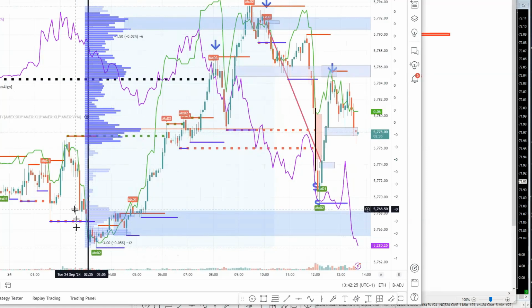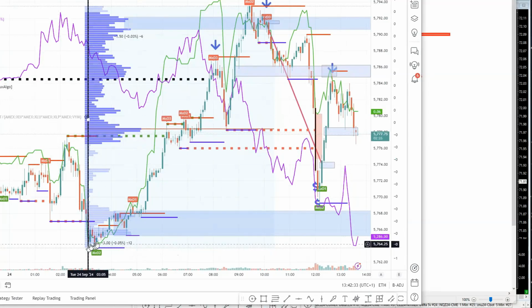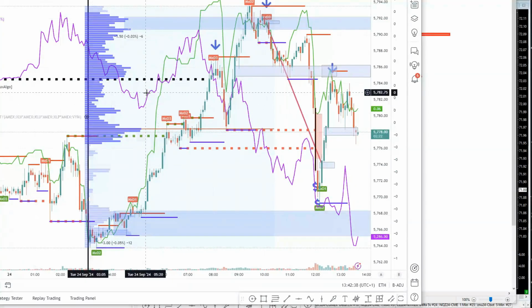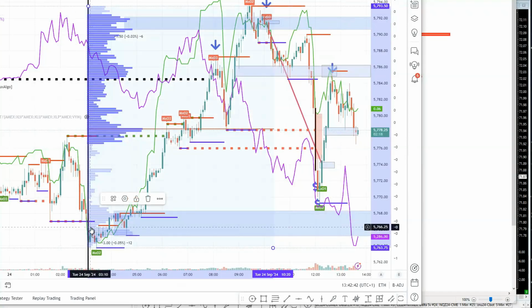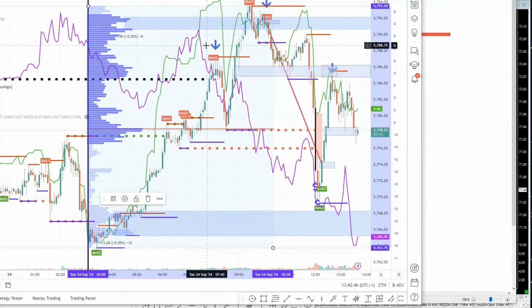Now, there would be nothing wrong to look further back, but the problem you've got with that is your profile is going to be building a lot higher than it probably should be. So we know with 100% certainty that that was an accumulation because it went up from there. So we can tell you with 100% certainty that that area there is accumulation for a long position because the price went up.